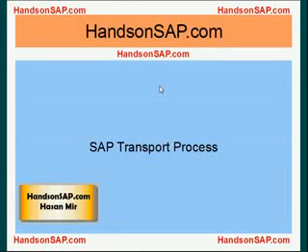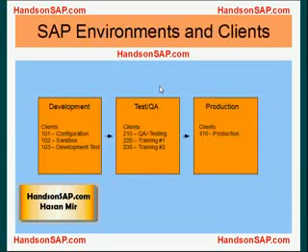In this tutorial, I'm going to talk about the SAP Transport process. So we already know that in a company we have three boxes: development box, test or QA box, and production box. Within the dev box we have multiple clients, usually configuration, sandbox, and development test. In a test box we have a QA test client and some training clients. In production we have one client called production.